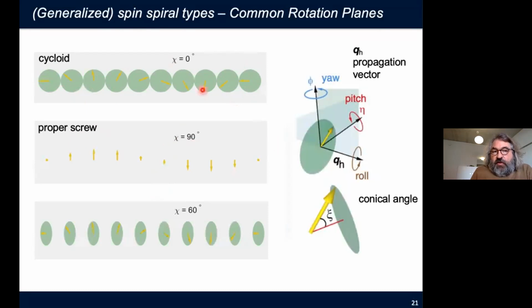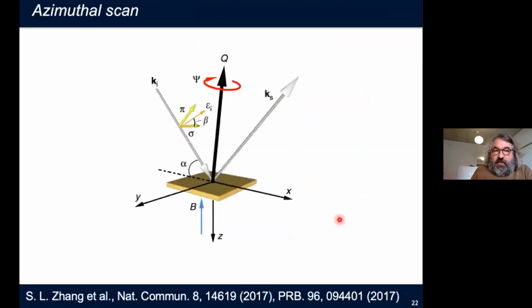the proper screw. Note that there's an additional angle chi, which is the helicity angle, and which essentially describes the rotation of the plane in this propagation direction. But we can also have any angle. So this is shown here, one at 60 degrees. And so we determine here the complete orientation of this plane in space. We can also apply a field and then extract the conical angle as well. How do we do that? Well, we do azimuthal scans about the Q vector.